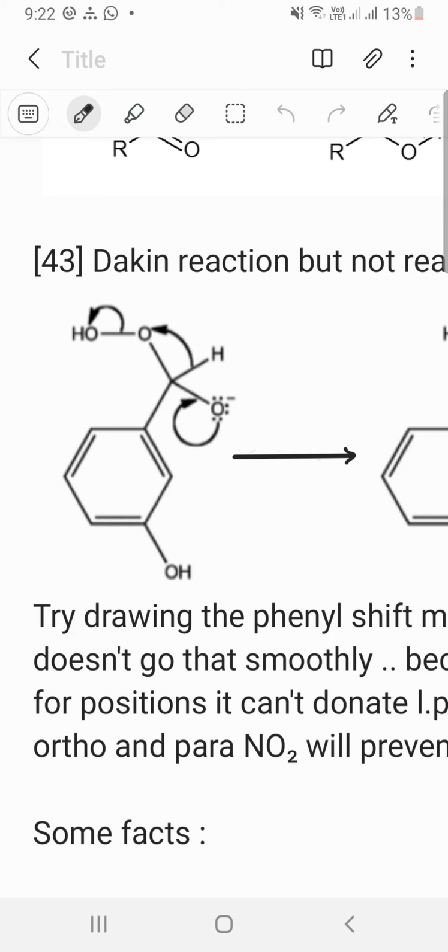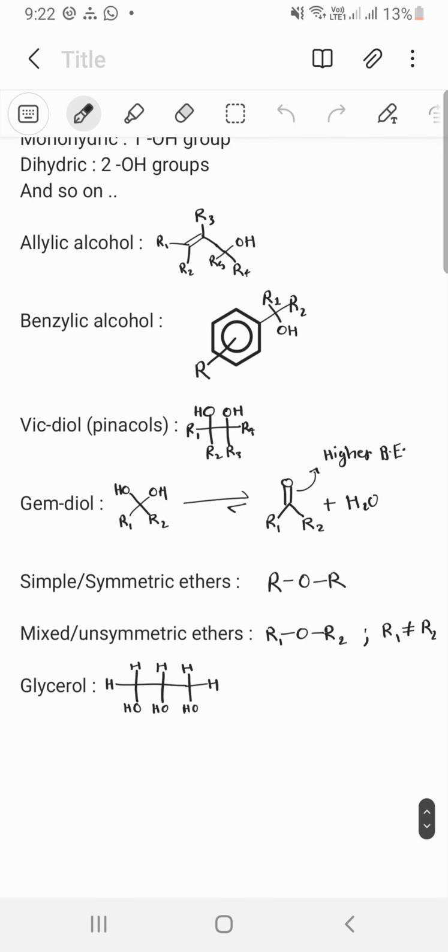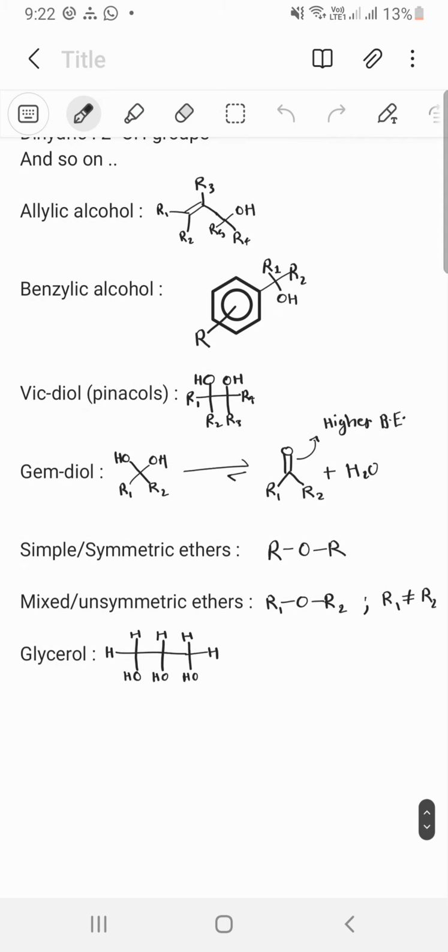Fine. That should be creating this kind. Yeah, man, what could go wrong over there? This should be looking correct. Fine, so it just happens. I don't know why, but you get a hydride shift over there, and the same thing happens with NO2 as well. And these are some facts, not so important. One OH is called monohydrate, two OH dihydrate, and so on. Allylic alcohol is this thing. You know all that stuff already. Okay, cool.